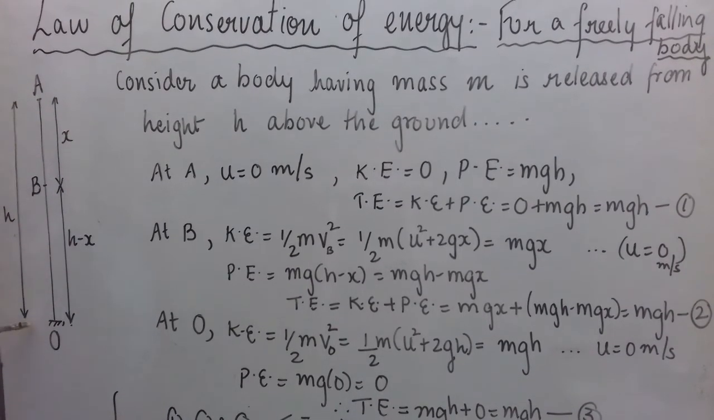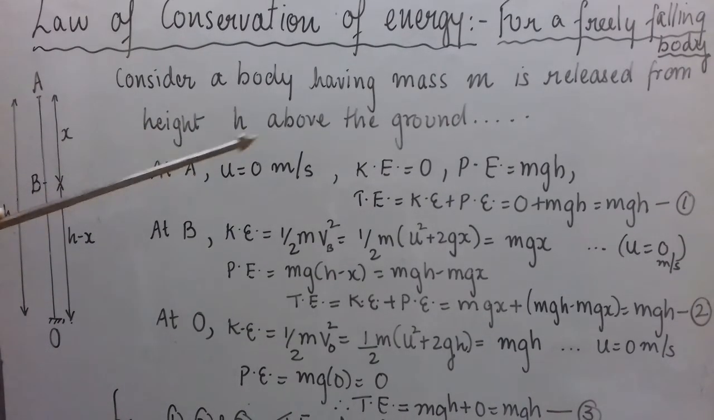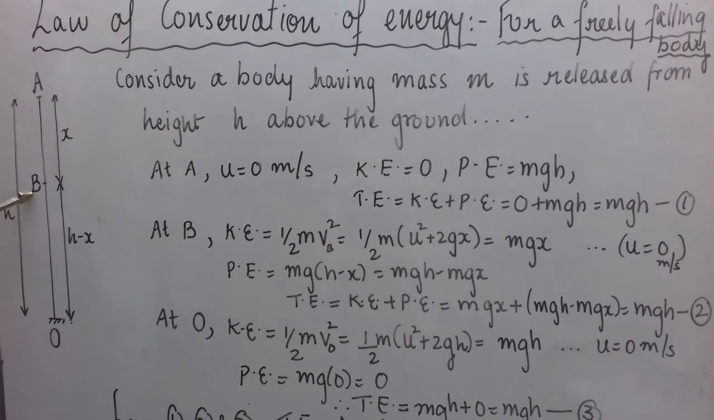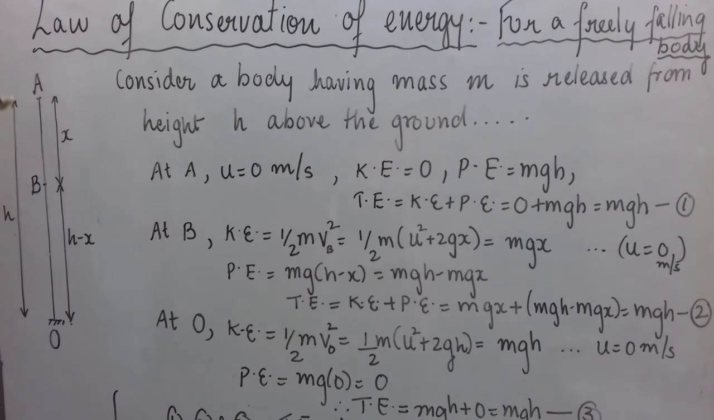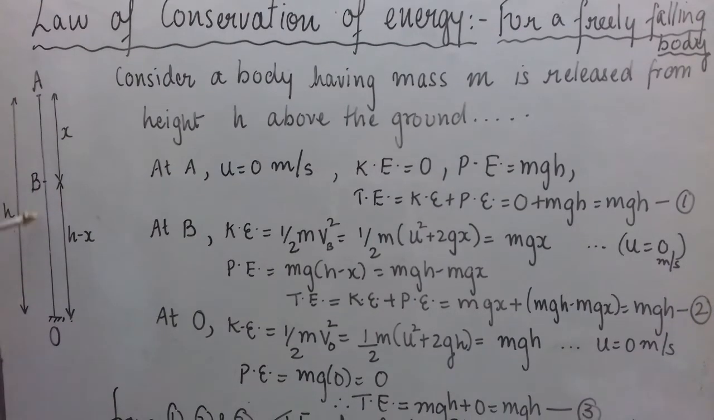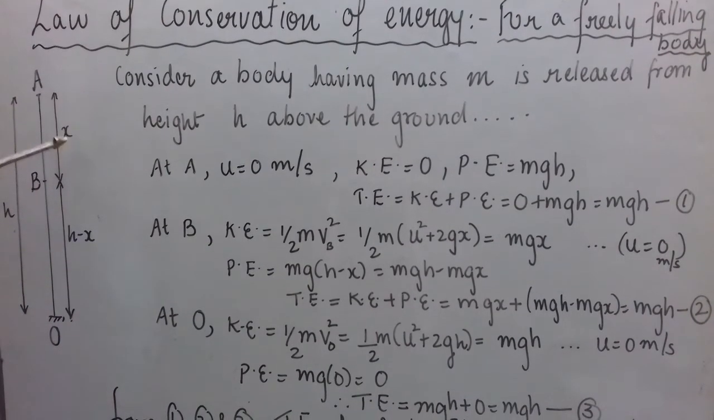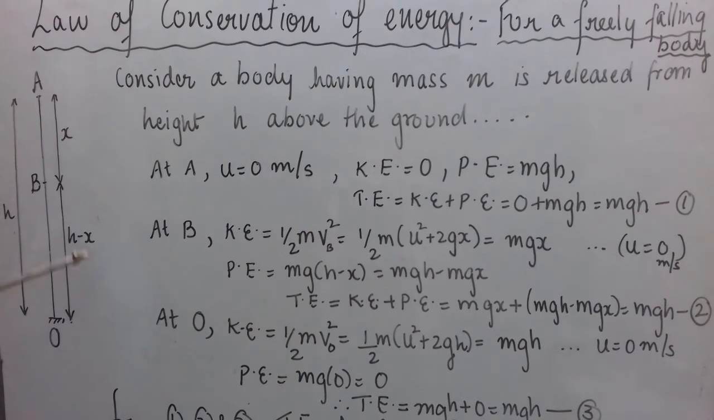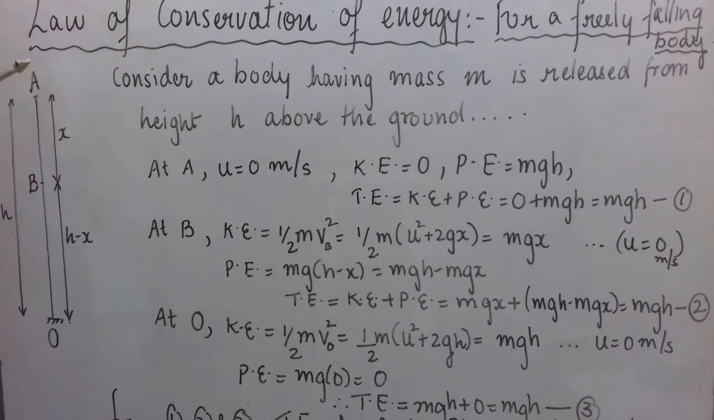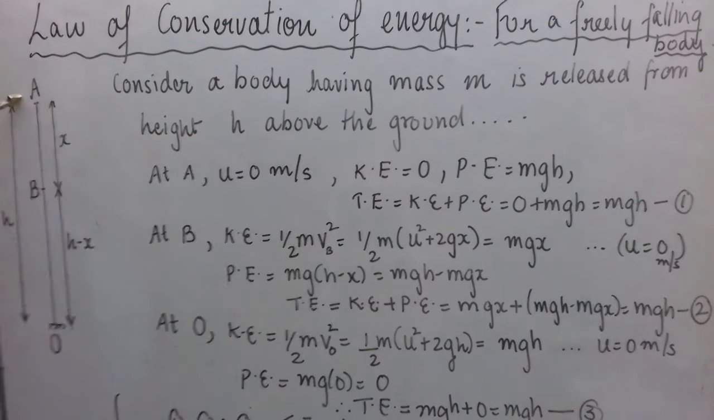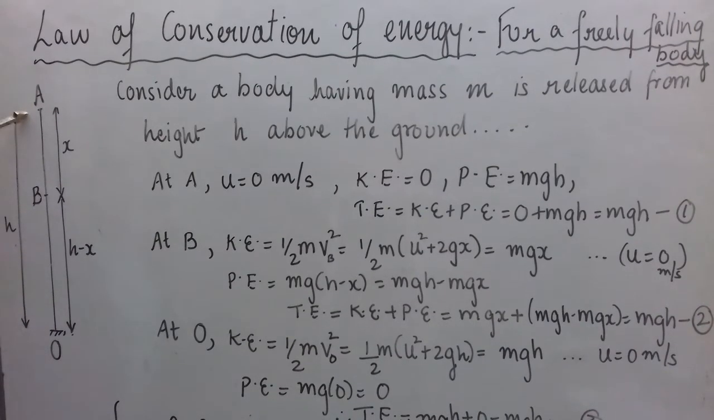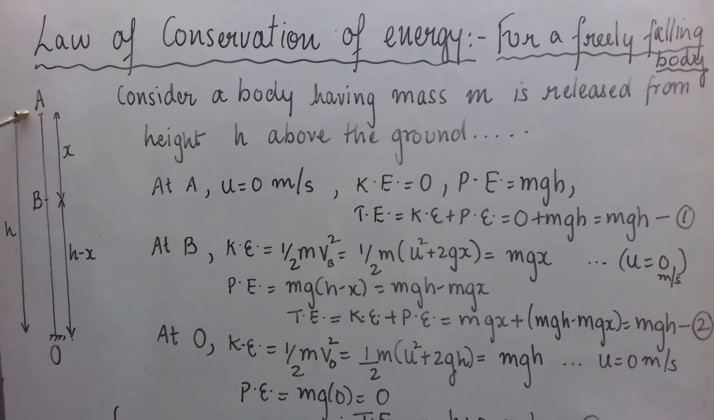Now as it falls downwards, let B be a point. I have not written it, you can write it here, or we can just show it in the diagram, or you can write it in the form of sentences. Let B be a point on its path such that AB is equal to x. When AB is x, then BO will be h minus x, which I have shown in the diagram. When the body is at point A, just released, its initial velocity is 0 meters per second. So at this position it has potential energy due to its height above the ground, and kinetic energy will be 0 joules.